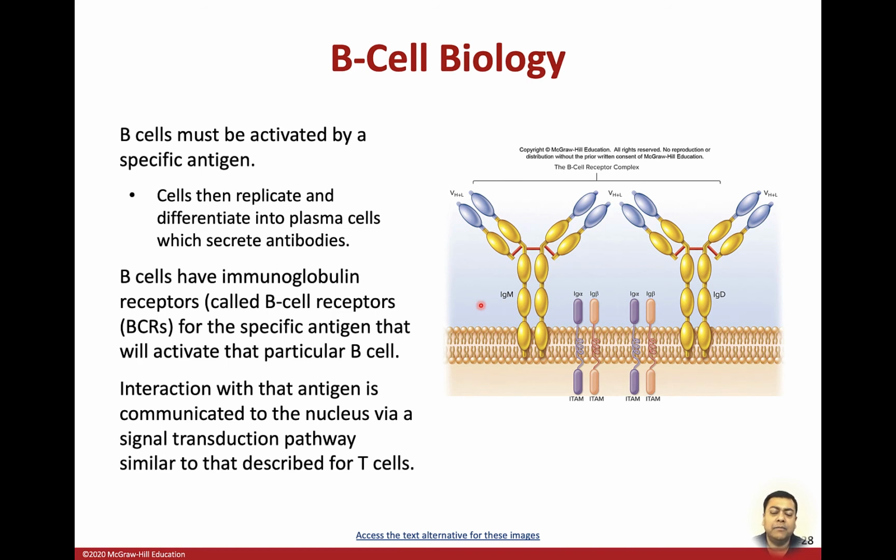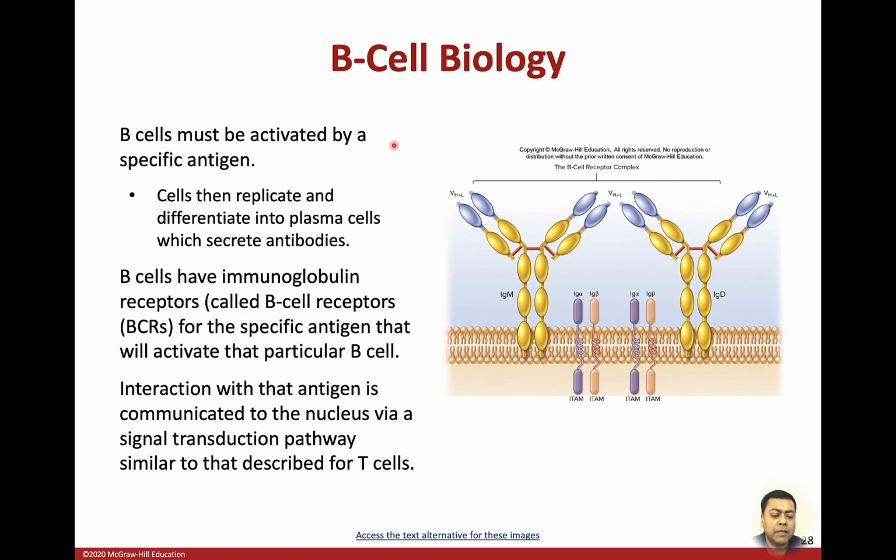See that this is very interesting. The B cell receptor complex is made up of 1 IgM, 1 IgD. One epitope can bind here, another epitope can bind here. So it can simultaneously bind 2 antigens. Remember that. It can bind 2 antigens.